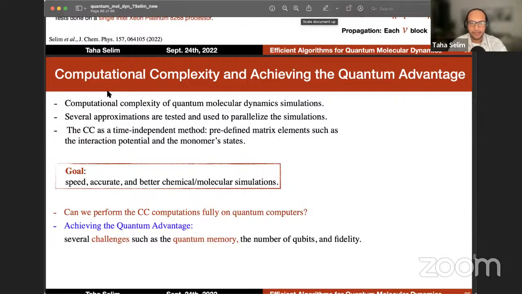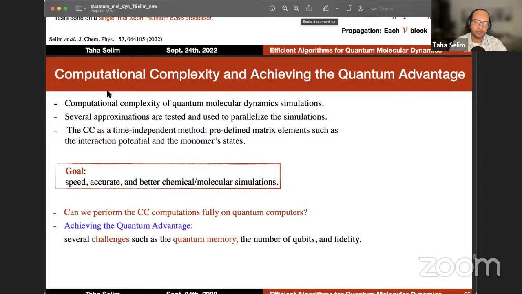The CC method, as a time-independent method, is very time-demanding and requires a lot of computational resources to be performed. Next to the computational complexity for that problem, we see one thing: we have to have predefined matrix elements. We have to have predefined information to plug into these simulations. We had the CO2 molecular states to put in the Hamiltonian. We had the potential to put in the Hamiltonian. We had a lot of information to include in the Hamiltonian, and this is all predefined.